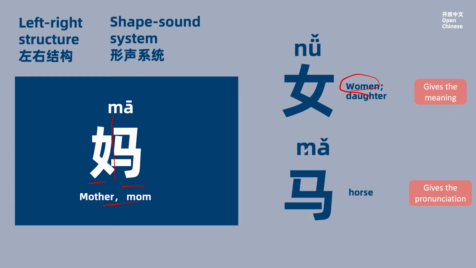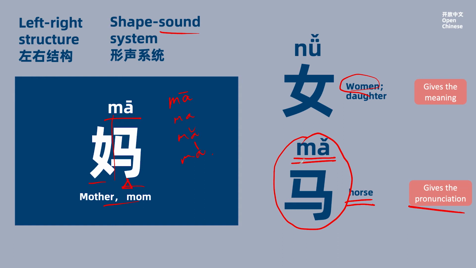And the right part, 马, by itself actually means horse. So mother and horse have nothing to do with each other. So ma is a sound part. It gives a pronunciation. Probably in 90% of cases, when you see ma, horse, sitting at the right side of a character, this character is usually pronounced ma. It can be pronounced with any of the four tones. The tones don't matter, but the sound of it is ma.